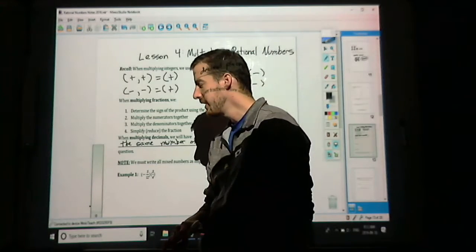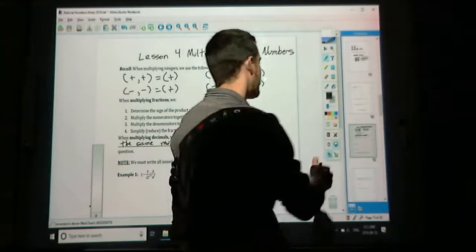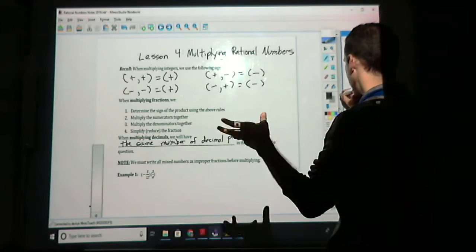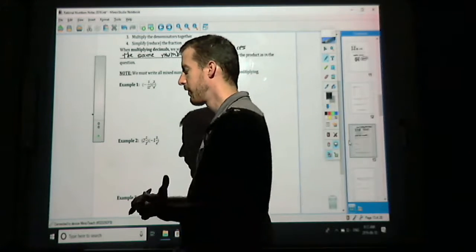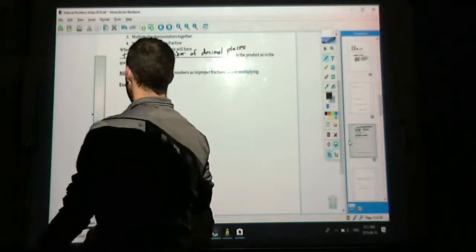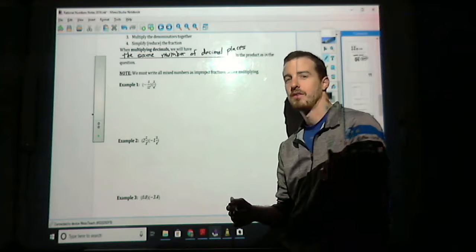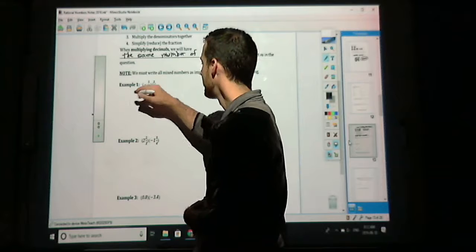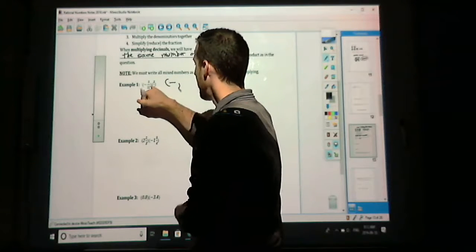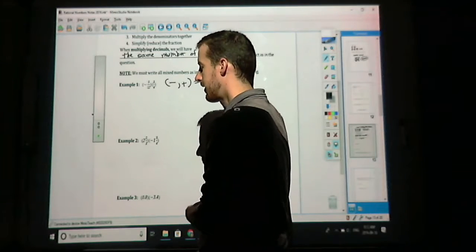All right, let's get going with this and see where we end up. We must write all mixed numbers as improper fractions before multiplying. If you have a mixed number, where you have the whole and then a fraction as well, we must go to an improper fraction first. But for this first example, that's not a problem. So step number 1 is figure out if it's a positive or a negative answer. Here we have a negative times a positive, which we know will give us a negative answer.